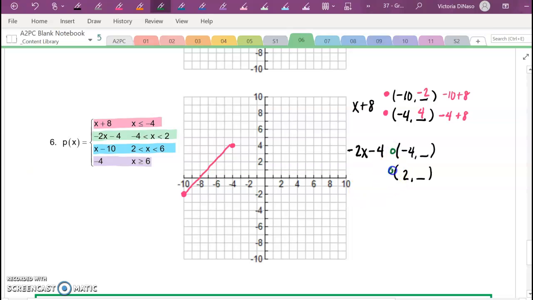So what we're going to do is plug in negative 4. We have negative 2 times negative 4, which is positive 8. And then we have 8 minus 4, which is 4. So we do have a connection made right here. So these are going to connect.